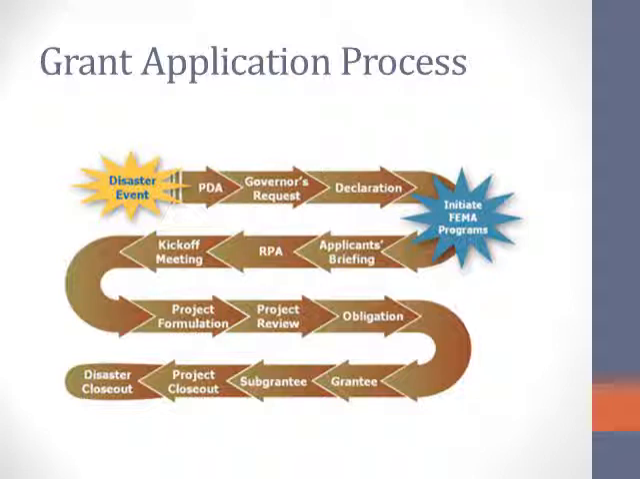Next, the grantee awards grants to the subgrantees as is needed, and then the applicants may file appeals if necessary. The project closeout is the last step. Closeout is the important last step to certify that all recovery work has been completed, appeals have been resolved, and all eligible costs have been reimbursed.